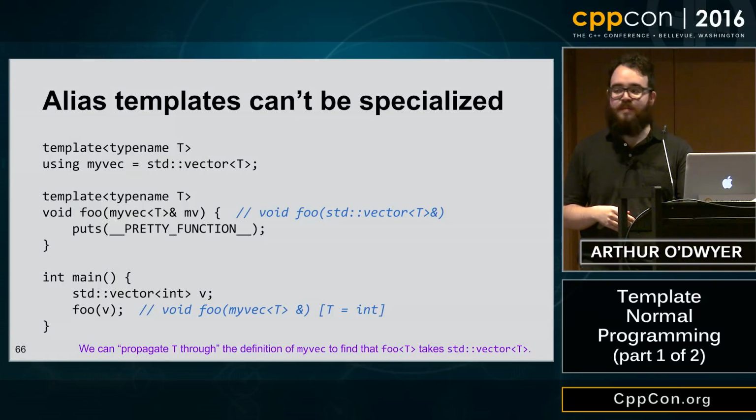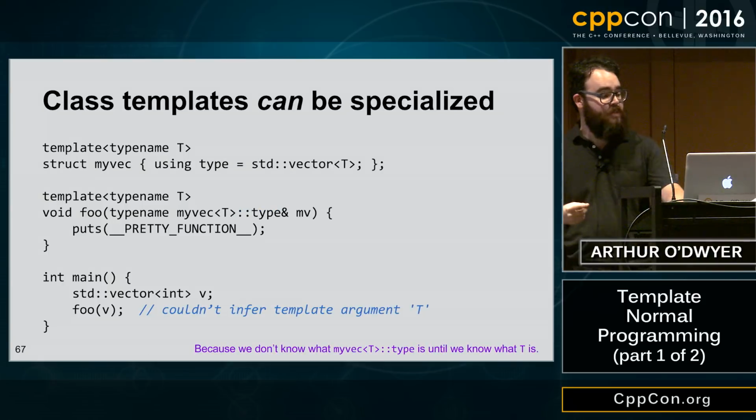Does that make sense? We may also come back to that later. But that's the idea of alias templates. They are actually aliases, they're just synonyms that can get propagated all the way through and so forth. It's very important that they not be able to be specialized. Class templates can be specialized.